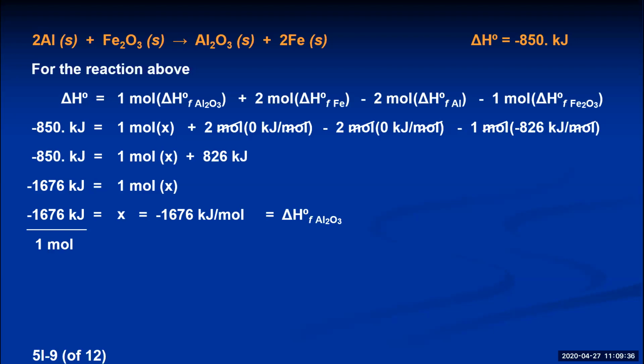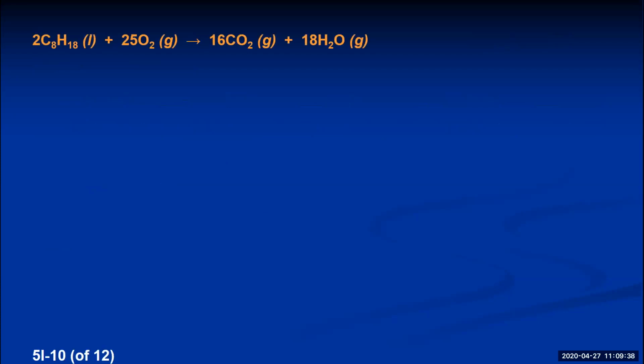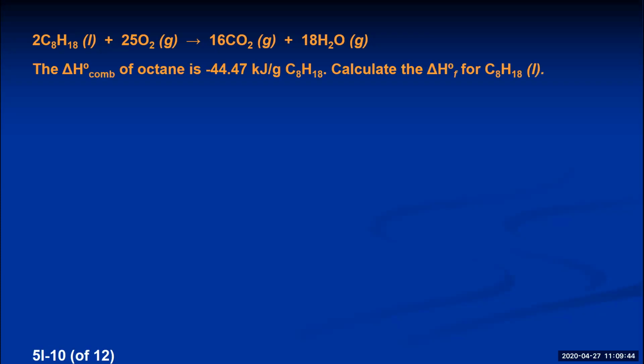Let's try one more example like that. Given this reaction, the combustion of octane into carbon dioxide and water, let's say the standard enthalpy of combustion for octane is negative 44.47 kilojoules per gram of octane. Let's see if we can calculate the standard enthalpy of formation of C8H18, which if you actually try to look it up, you may not be able to find it.